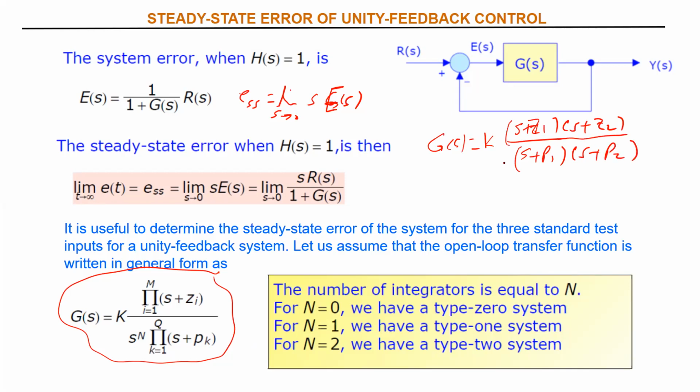So what is the value of n in my example? It's 0. If n is 0, I will call this a system of type 0. By the way, what is the system order? Second order. Suppose I add s, adding a pole at the origin. What's n equal to? 1. So I will call it a system of type 1. If I add another integrator, I will call it a system of type 2.